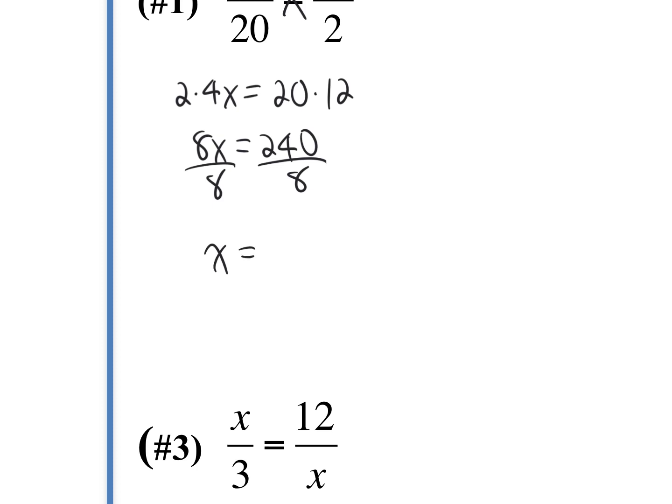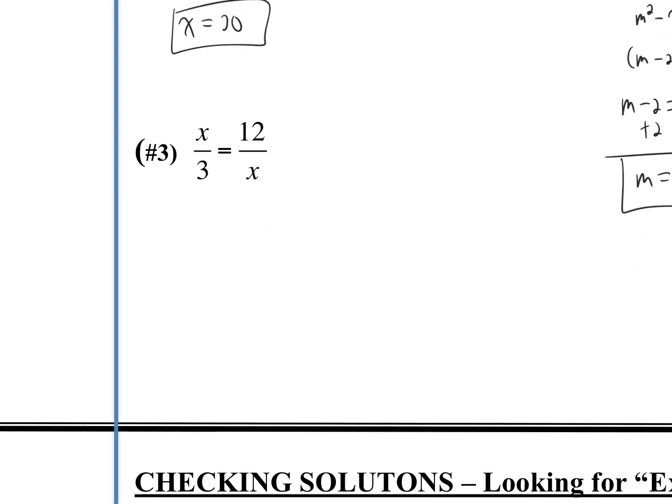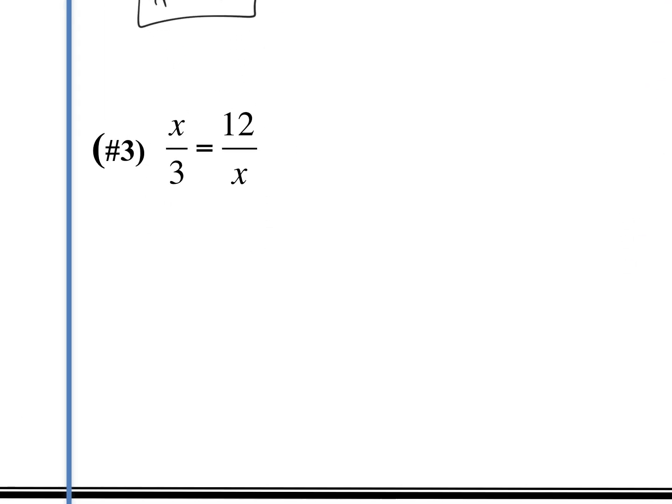And x is going to equal what? 30. Awesome. All right, last example here. We have x over 3 equals 12 over x. How do we solve this?